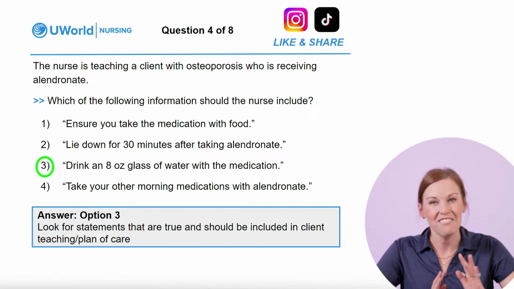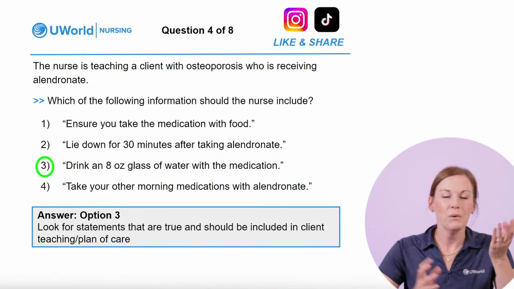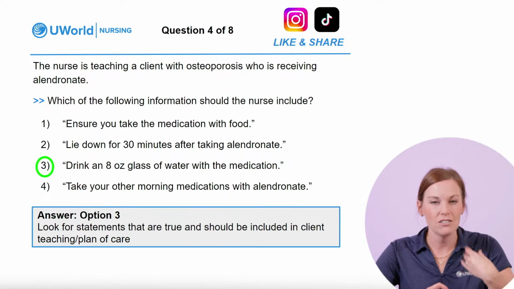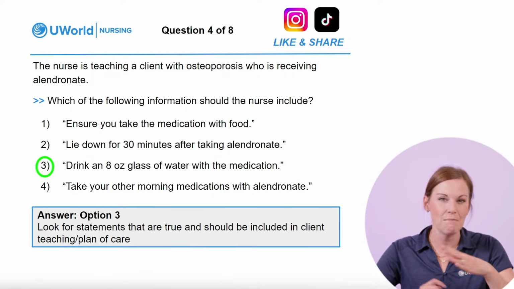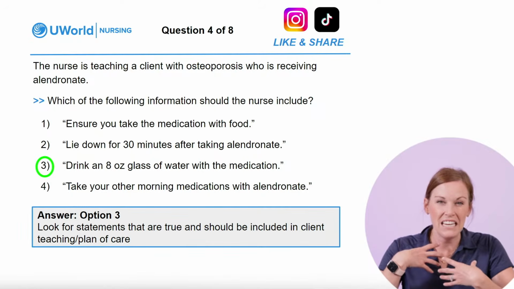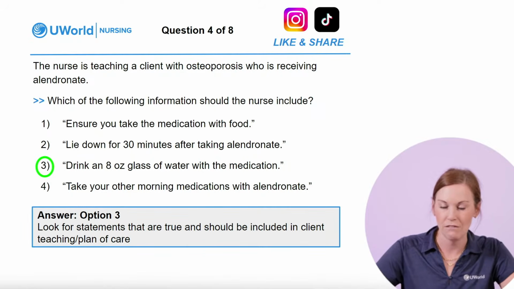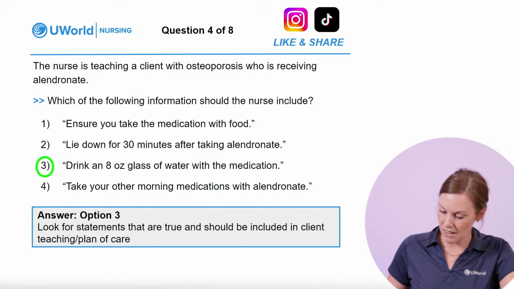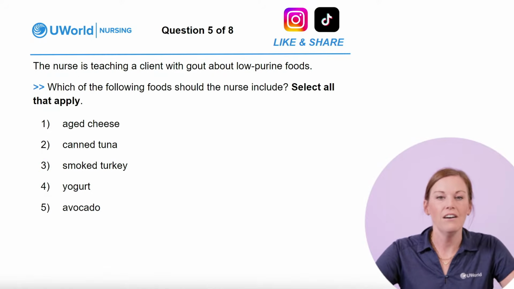So we don't want to lie down for 30 minutes. We want to sit up. We want to make sure that medication makes it all the way to the stomach, and that none of it is remaining in the esophagus. We don't want any reflux of the medication. So you guys did great on that one. Well done, well done.